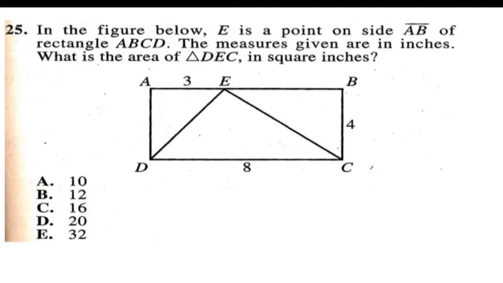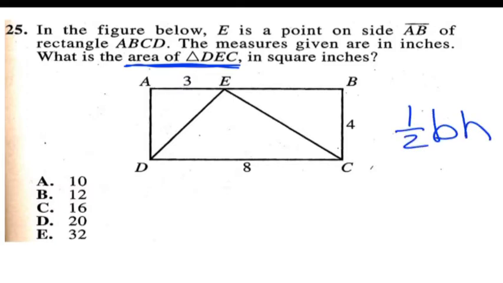Number 25, in the figure below, E is a point on the side AB of rectangle ABCD. The measures are given in inches. What is the area of the triangle? We always focus on what is the question. Area of a triangle. The very next thing you do is you write down the formula for it, 1/2 base times height.